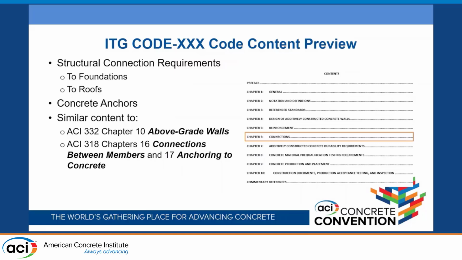Chapter 6 is going to be our connection chapter. So again, single-story residential walls is the limitation of our code, but we do cover their connections to foundations and to roofs. So this will be similar content to above grade walls and connections in 332 and 318.